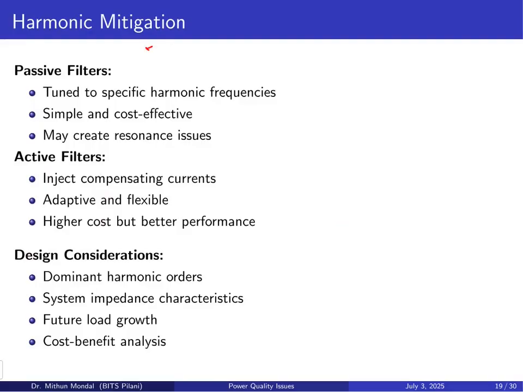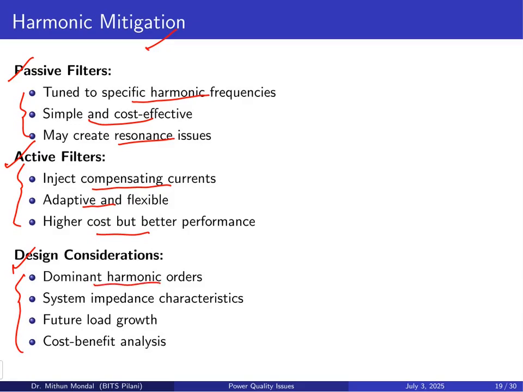Harmonic mitigation can be done in terms of passive filters, active filters, or design consideration. Passive filters are tuned to specific harmonic frequencies. They are simple and cost-effective but may create resonance issues, whereas active filters inject compensating current. They are adaptive and flexible, higher cost, but provide better performance. In design consideration, we can take into account the dominant harmonic order, the system impedance characteristic, future load growth, and cost benefit analysis.